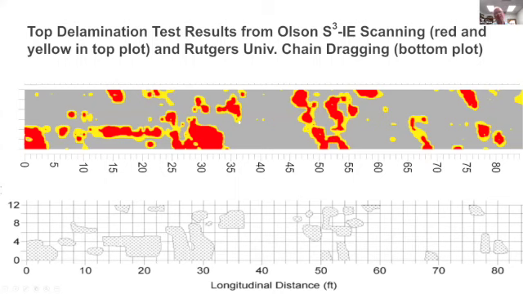So what we get, this shows the sonic, what we call our sonic surface scanner now with impact echo scanning, yellow and red being the delaminations, yellow showing some cracking damage still, versus the chain dragging by the Rutgers University students. You can see it agreed very well. We had more resolution, not surprisingly, with the impact echo scanning. The Rutgers students did not hear this delamination at this end.